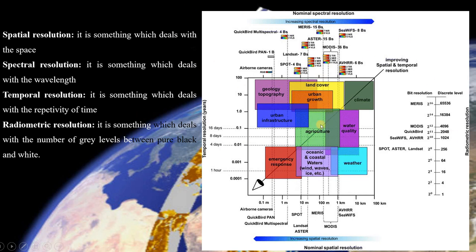In this image you see different resolutions. On the right side you see the radiometric resolution. On the left side you see the temporal resolution. On the top you see the spectral resolution, and at the bottom you see the spatial resolution. And you see different satellites and their different resolutions. This image shows an overview of the remote sensing resolutions we have discussed so far. Okay, this is all about the remote sensing resolutions.